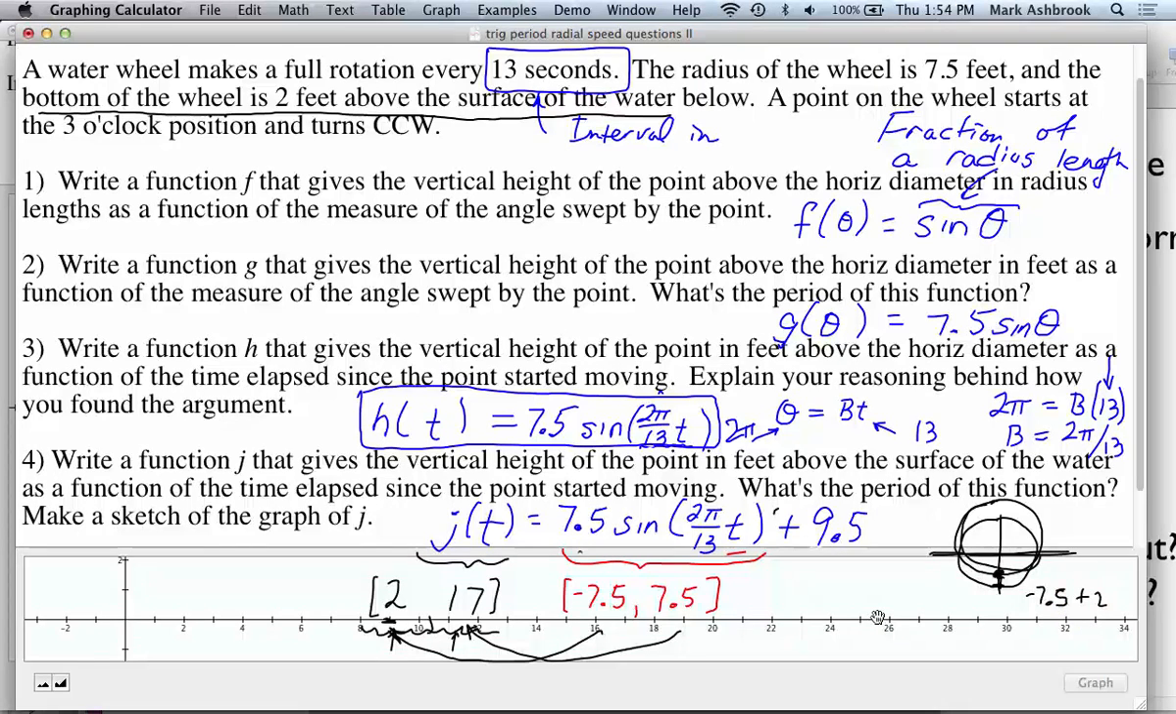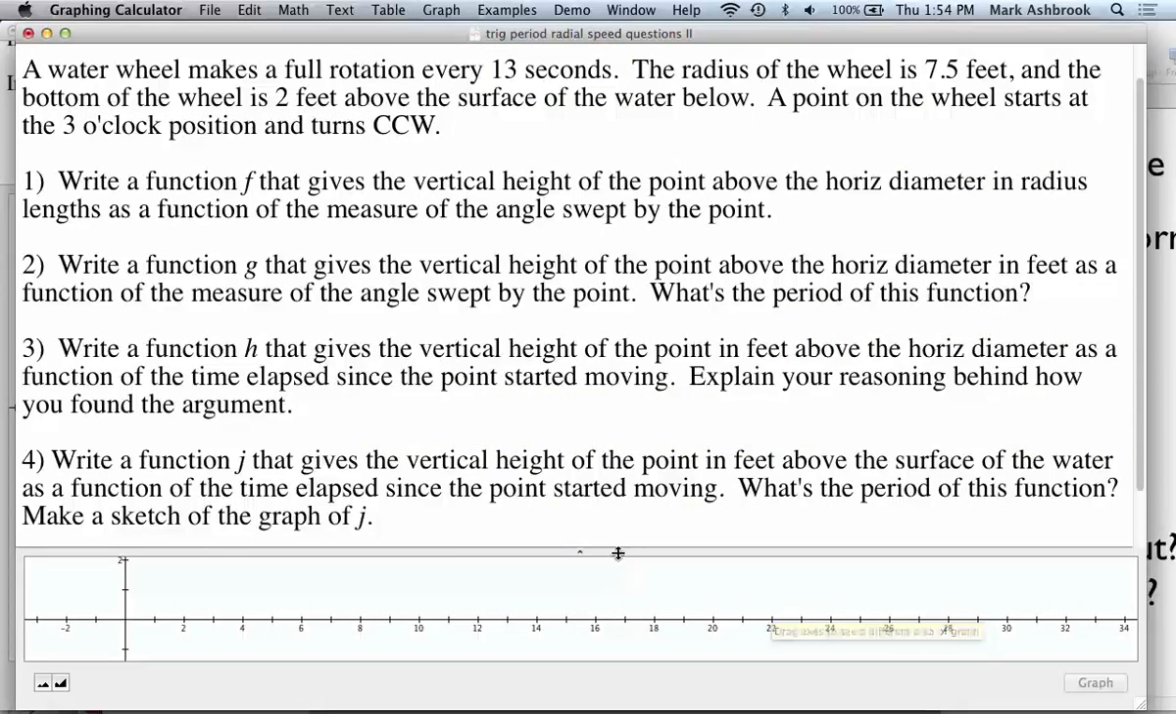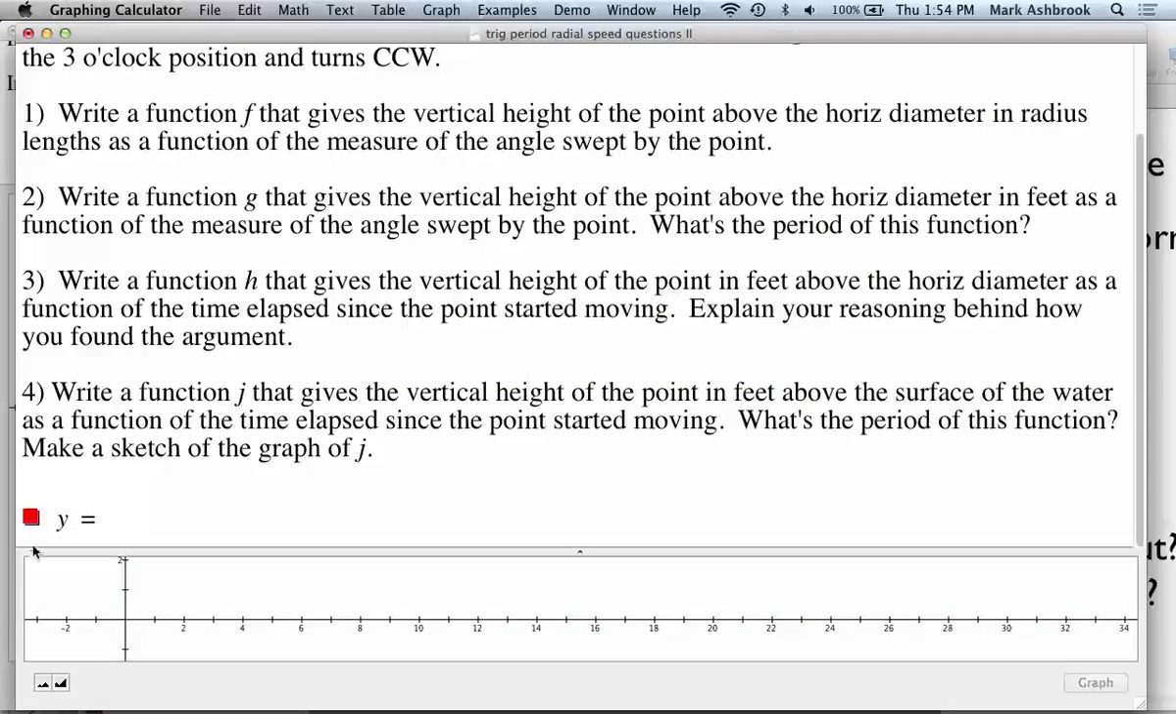So now let's graph it. Let's rewrite the formula. We said it's going to be 7.5 times sine of 2 pi divided by 13 times t plus 9.5.